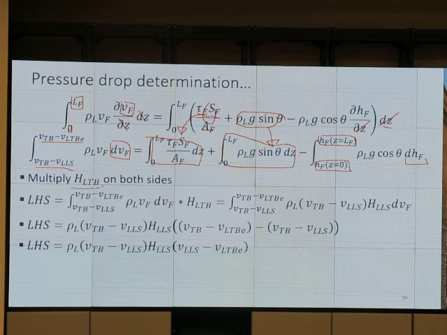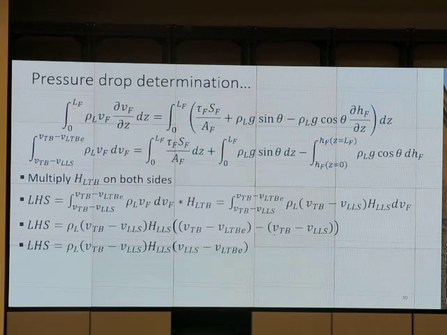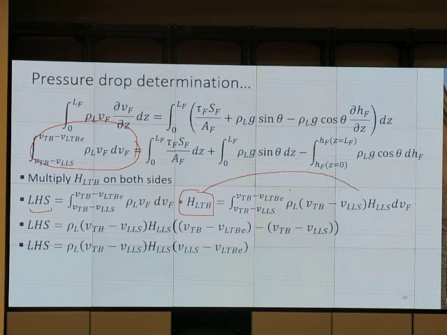Multiply HLTB on both sides, on the left hand side and the right hand side. On the left hand side, we have just that term, right? That term multiplied by HLTB. Okay, HLTB becomes this term. Instead of HLTB multiplied by VF, it will be VTB minus VLS, HLS.